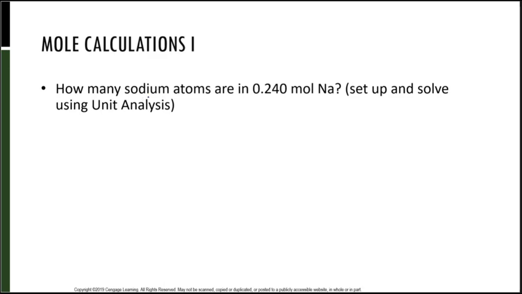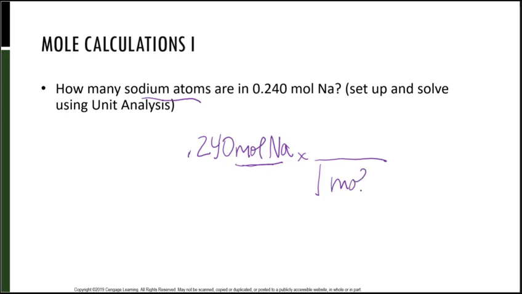So let's set up an actual example here. We want to know how many sodium atoms are in 0.240 moles of sodium. And I can't stress enough how important it is to label. So we want to say down here we need 1 mole of sodium. Okay, right? Because we need moles and moles to be diagonal from each other.